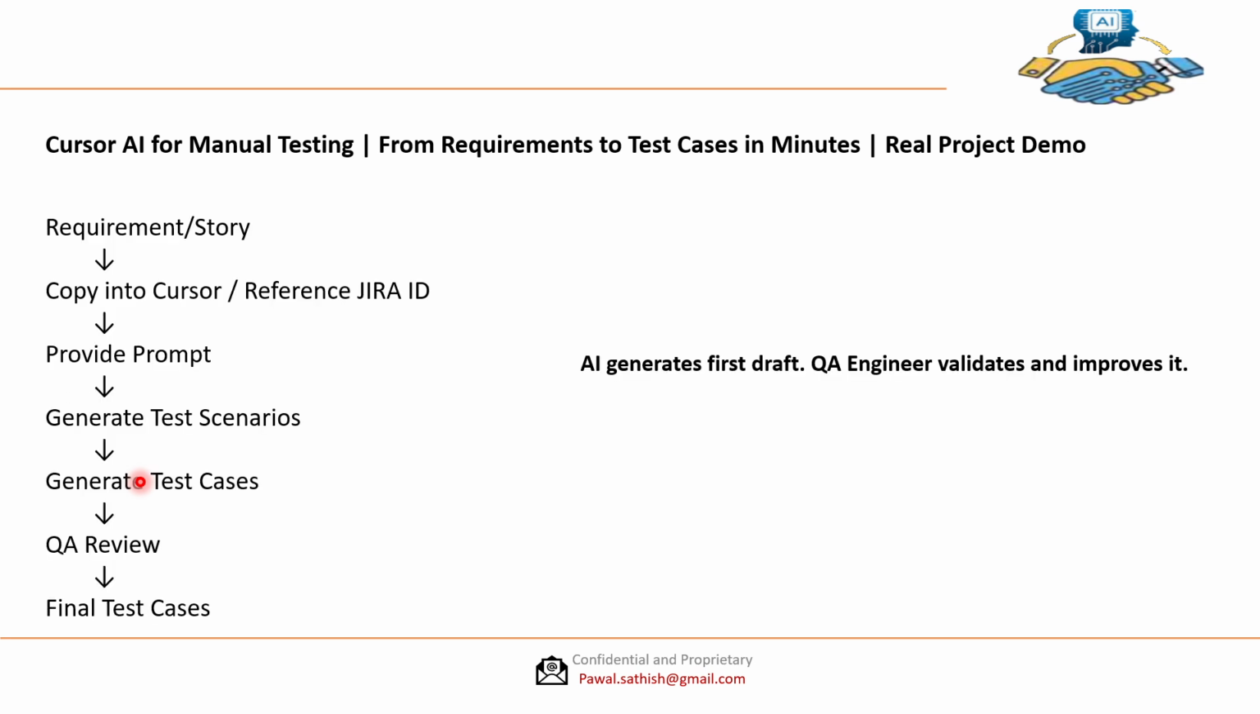Now if you see the workflow, requirement story, we'll copy into Cursor or we'll give the reference ID. As I mentioned, if it's already integrated with Cursor and Jira, we'll simply give the reference ID and provide the prompt. And definitely Cursor will generate the test scenarios and test cases, and as a QA, we'll just review the generated test cases, and the final test case is ready. Here, AI generates the first draft, and as a QA, we need to validate and improve it. We need to add scenarios if we are thinking of anything else.